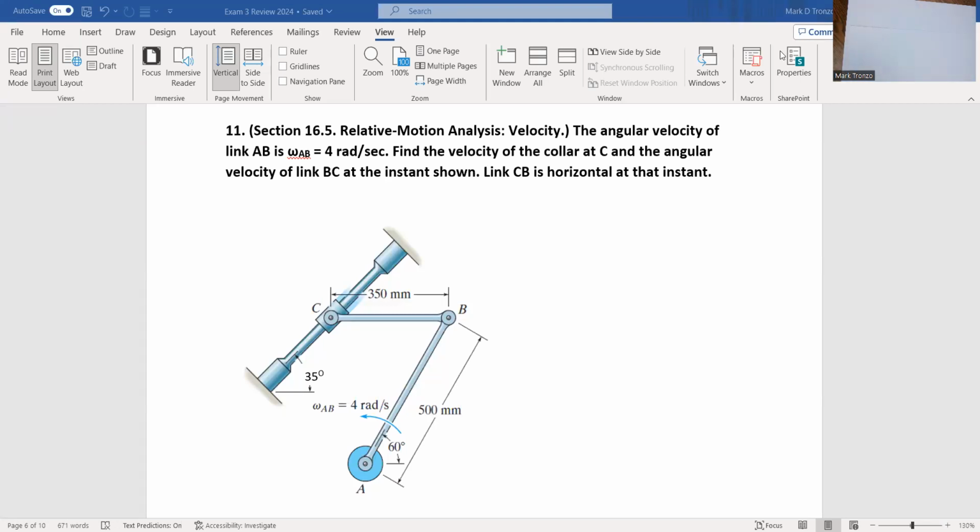Next, let's take a look at this problem. Find the angular velocity of link AB. Excuse me, the angular velocity of link AB is 4 radians per second. Find the velocity of the collar C and the angular velocity of link BC at the instant shown. Link BC is horizontal at that instant. So let's take a look at this.